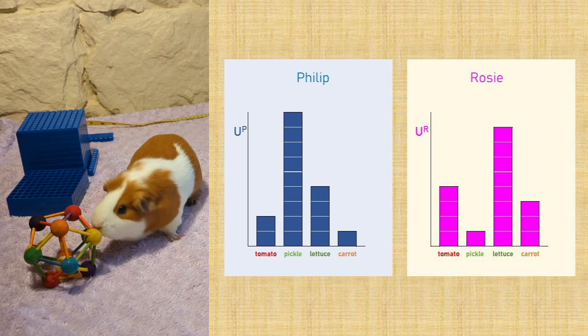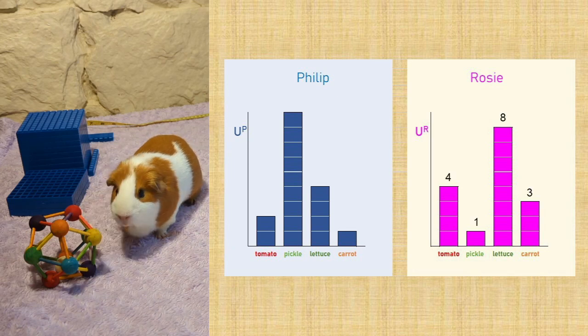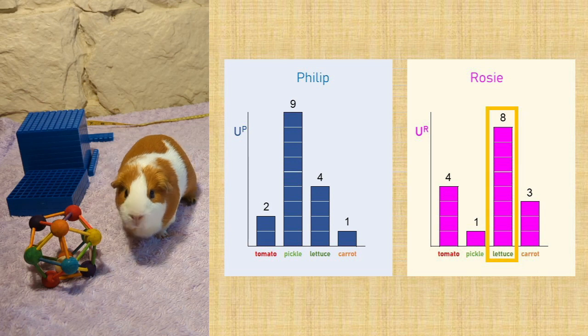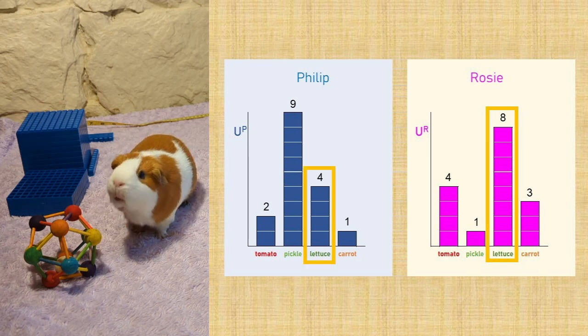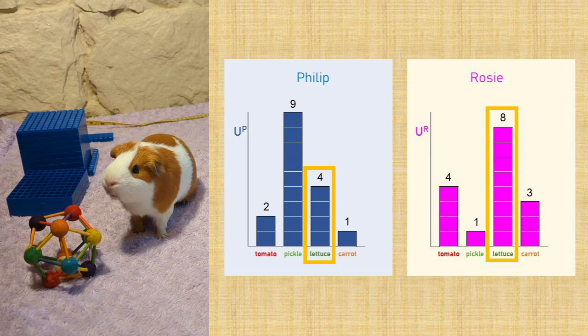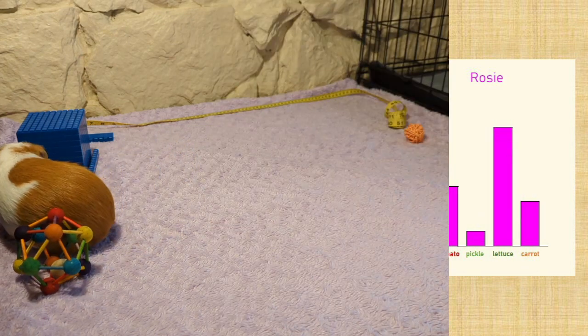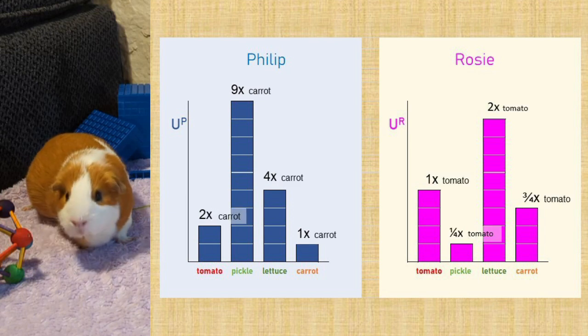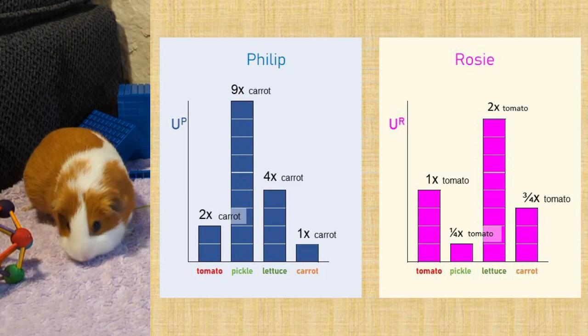When we put these graphs side by side, some people might think that Rosie likes lettuce more than Philip does because she gets 8 utils from lettuce and Philip only gets 4. But we don't know that, because when we graph utils, the numbers don't matter that way. The numbers matter, but only in as much as they represent different ratios of how much somebody likes one thing as opposed to something else.